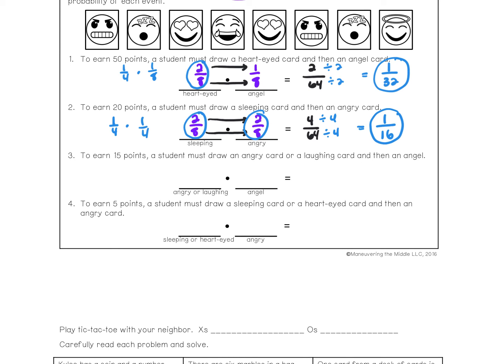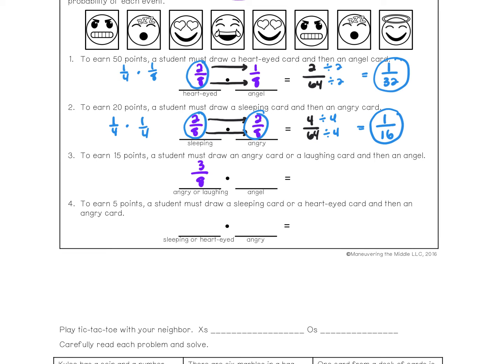So situation number 3 says to earn 15 points, a student must draw an angry or laughing card and then an angel card. So when we have 2 things we're looking for, we add those possibilities together. So I see 1, 2 angry cards, and I see 1 laughing card. So the 2 angry cards plus the 1 laughing card would give us 3. So there's 3 possibilities out of 8 total, our 3 cards that are what we're looking for.